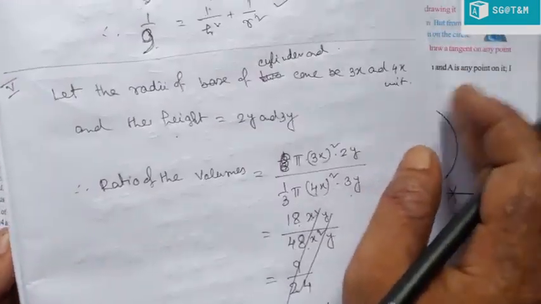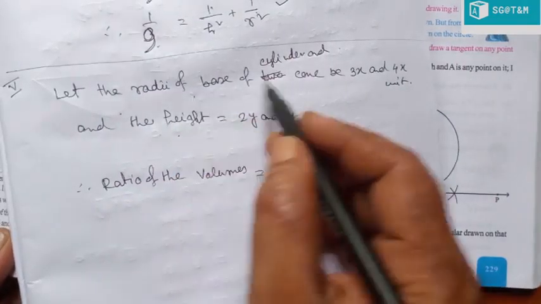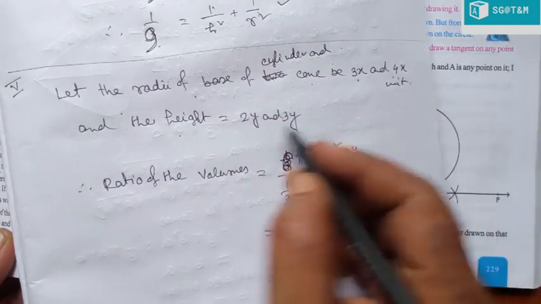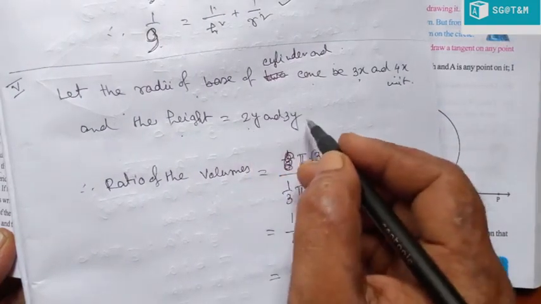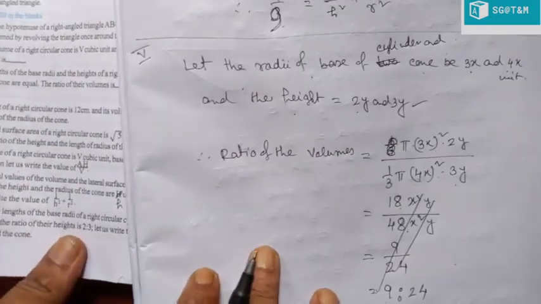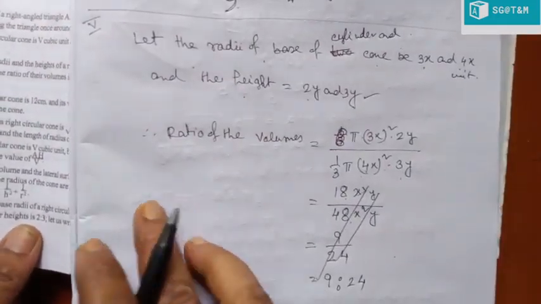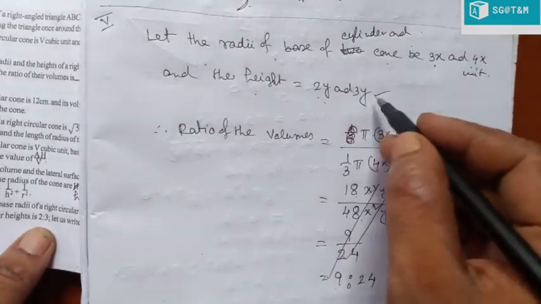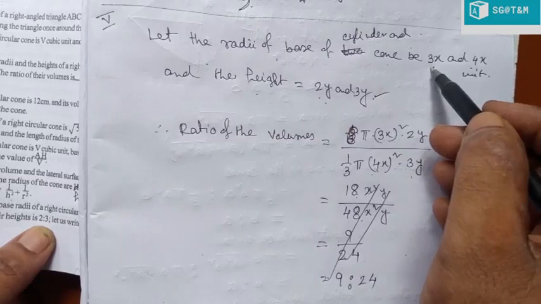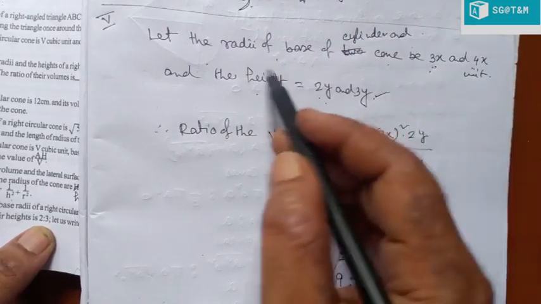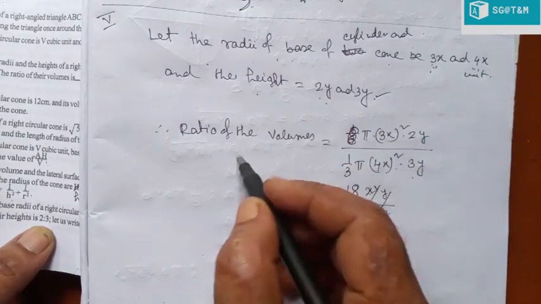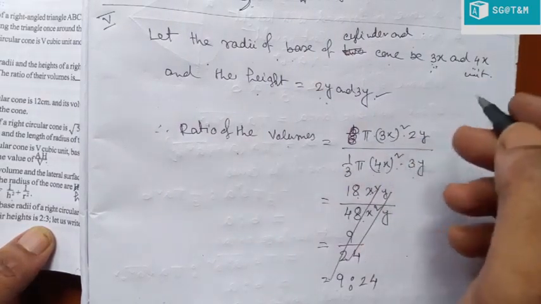So let us take the radii of the base of cylinder and cone to be 3x and 4x respectively, and their heights 2y and 3y respectively. Since it's given, the ratio is 2:3, so the heights are 2y and 3y, and the ratio of their bases is 3x and 4x.